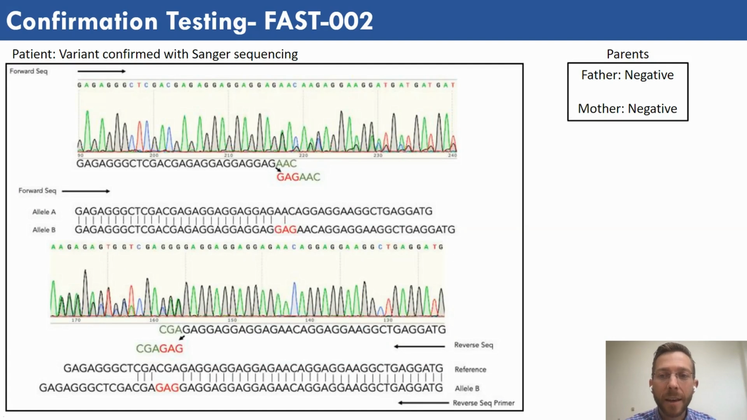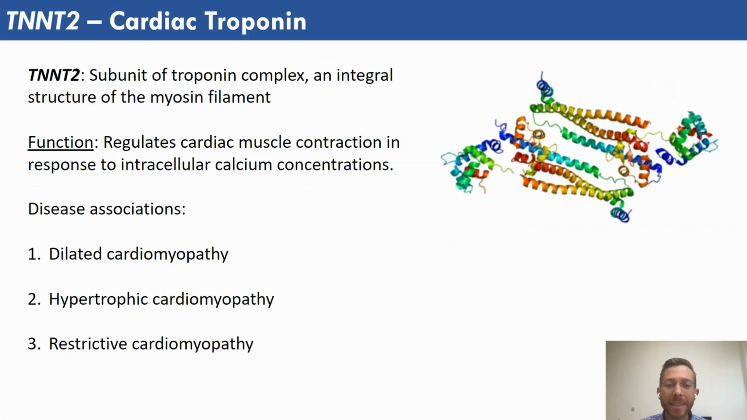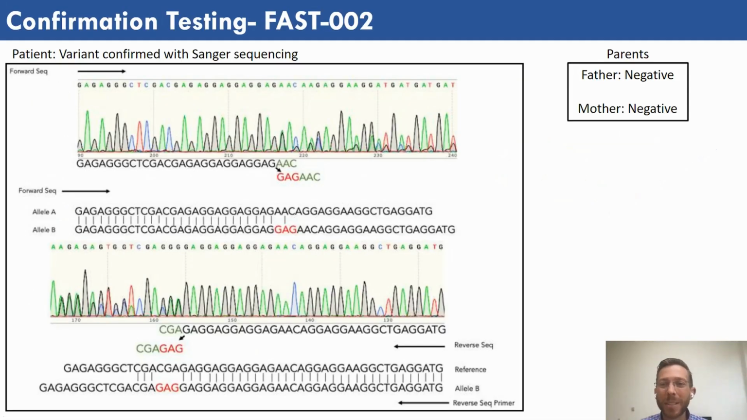We further tested the parents, the mom and the dad, to see if they had this mutation, to see if this was a variant that was passed from one of the parents, or if this was a variant that developed while the patient was developing himself. And we found that this variant was not present in either one of the parents. So we termed that a de novo variant.